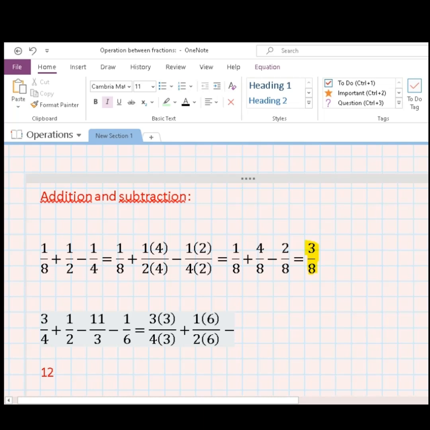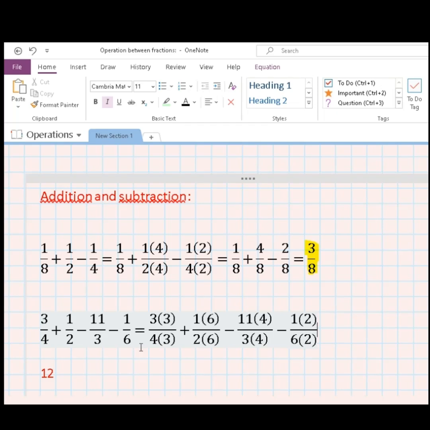So, minus 11 over 3, we will amplify it. And the number to multiply by 3 such that the result is 12 is 4. But remember that if I multiply by 4 in the denominator, I have to do the same in the numerator. And the last one, minus 1 over 6, we will amplify it by 2. Why? Because if I multiply 6 by 2, the result is 12. Okay, excellent.